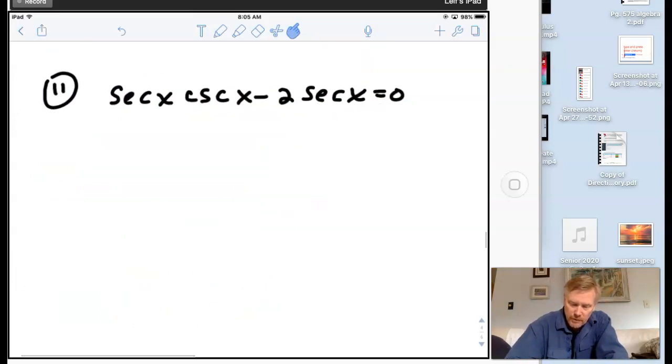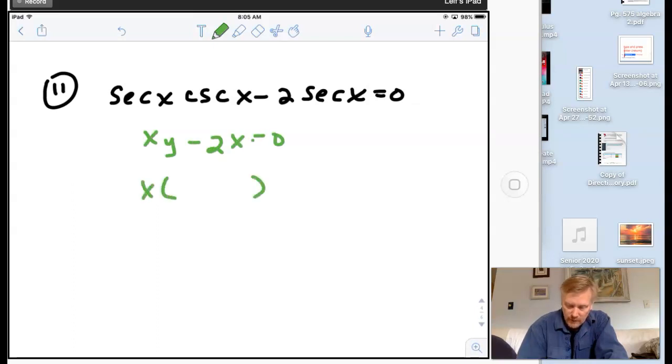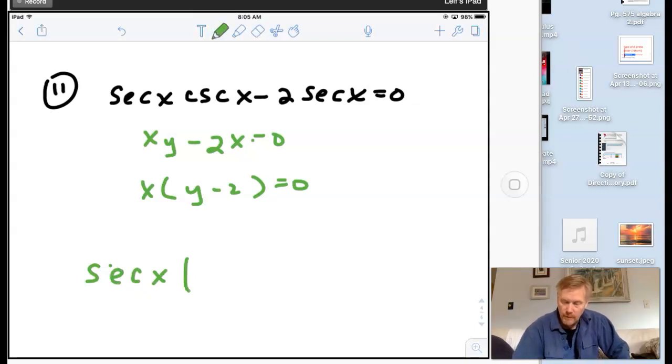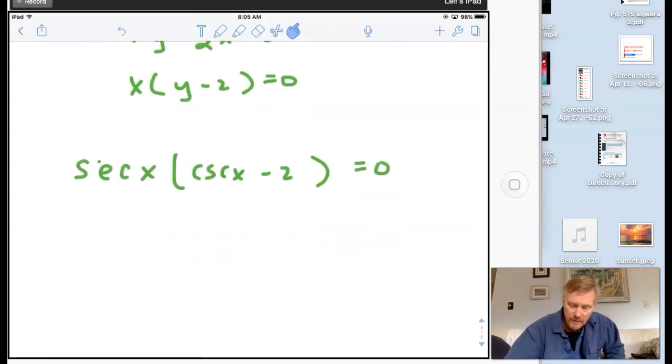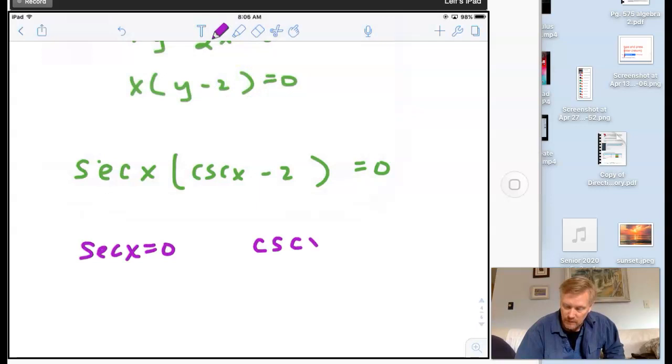For this one, I see that I've got two terms and they both have secant in them, so I can factor this out. This is the same as x times y minus 2 times x equals 0, and I can pull out an x, which leaves me with y minus 2. It's the same idea, except the secant of x is like x. So I pulled the secant out of both of those terms, and that leaves me with cosecant of x minus 2 equals 0 inside the parentheses. Now, once again, I've got two things that multiply together to equal 0. I set them both equal to 0: the secant of x equals 0, or the cosecant of x minus 2 equals 0.